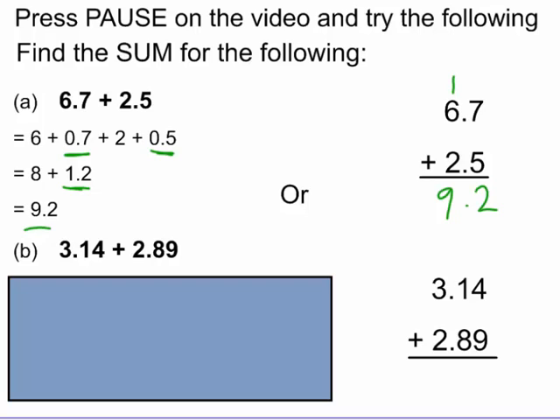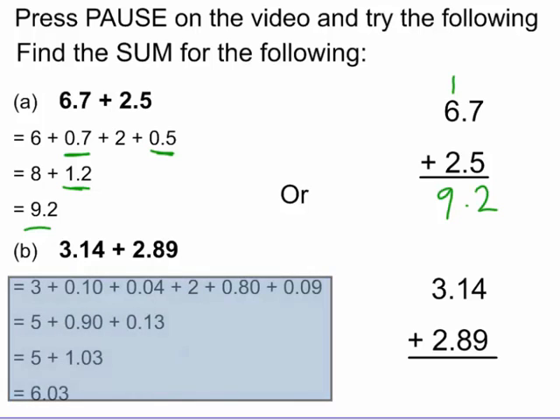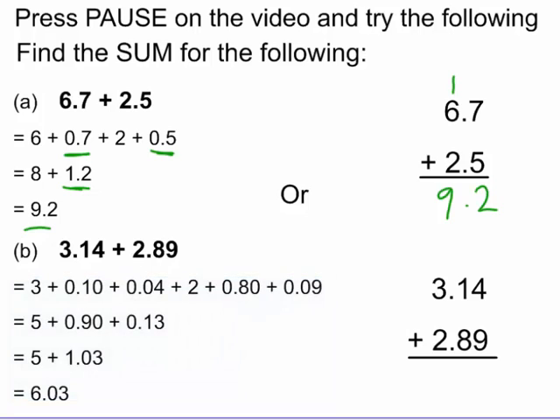3.14 or 3 and 14 100ths plus 2 and 89 100ths. I'm going to continue to break this down. You may find different levels of comfort on how you need to break these down. In the end, by the time we collect them all, we should end up with 6 and 3 100ths.